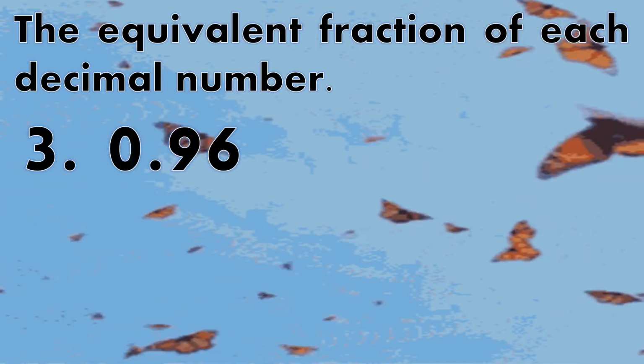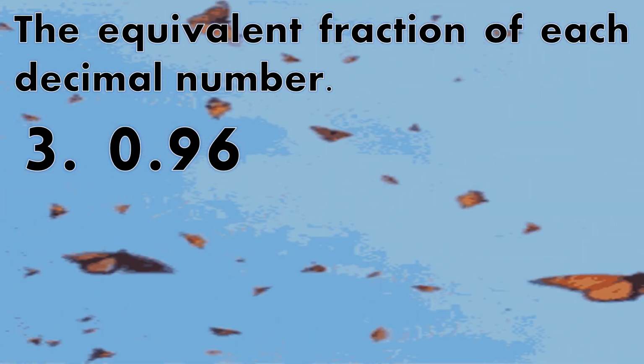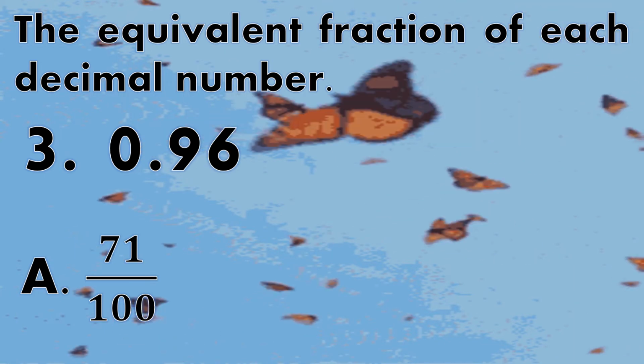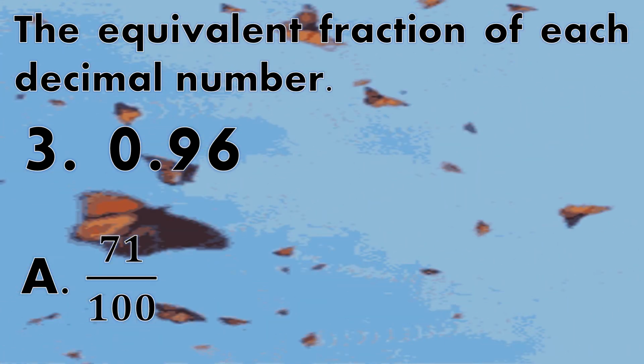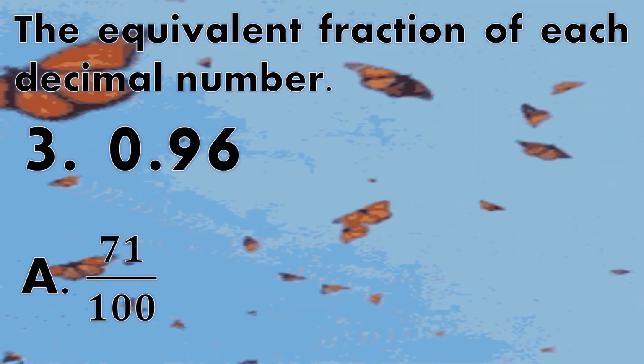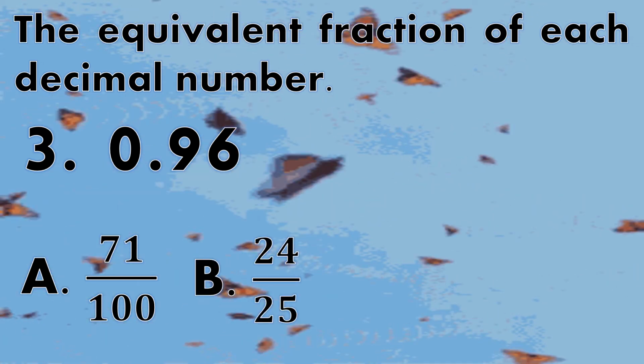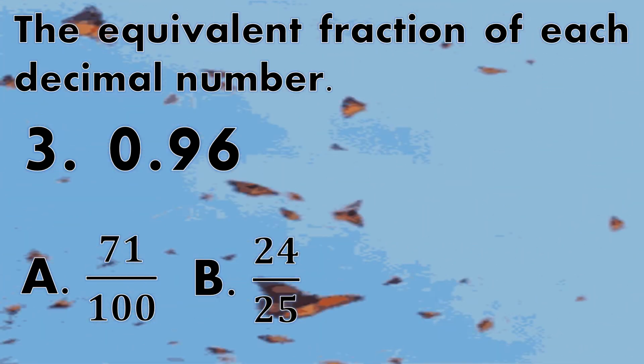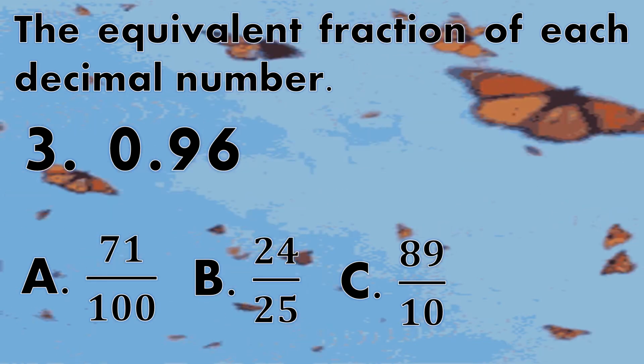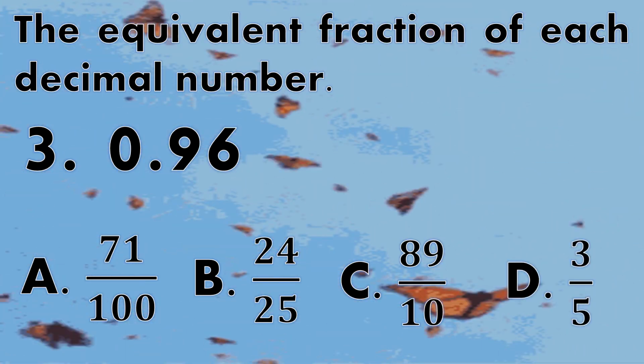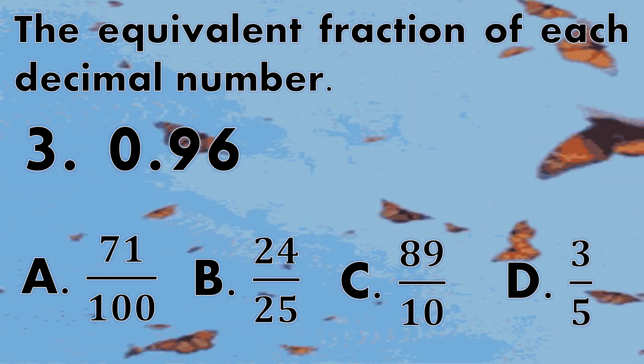Number 3, 96 hundredths. Let us simplify it. So, what do you think is the answer? Is it A, 71 over 100? B, 24 over 25? C, 89 over 10? Or D, 3/5 or 3 over 5?